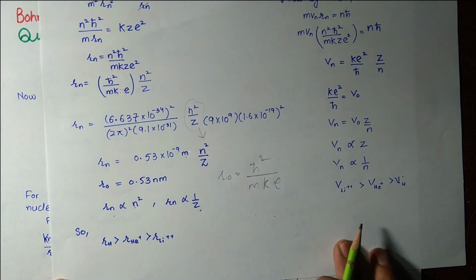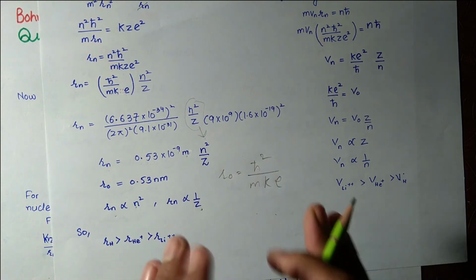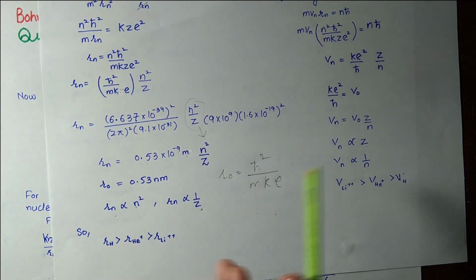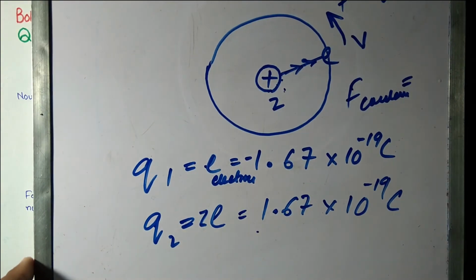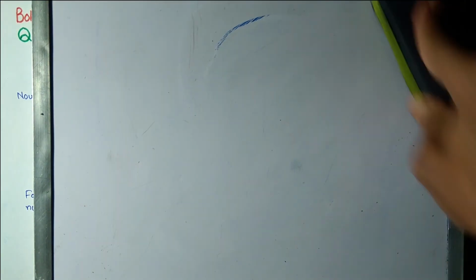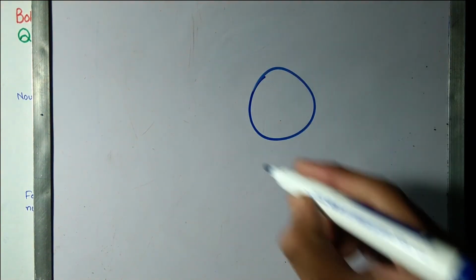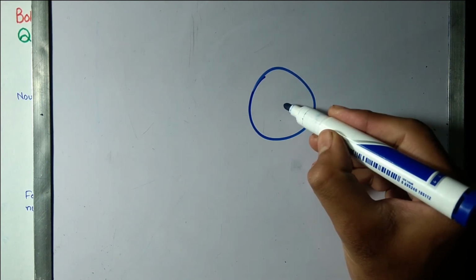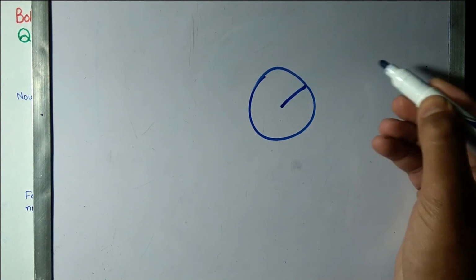So this tells us that radius is a quantized thing. Radius is not non-quantized; it doesn't have any continuous values. It will have some values which will be dependent on z and n. For example, for n equals 2, it will have a radius of n square, or 4.